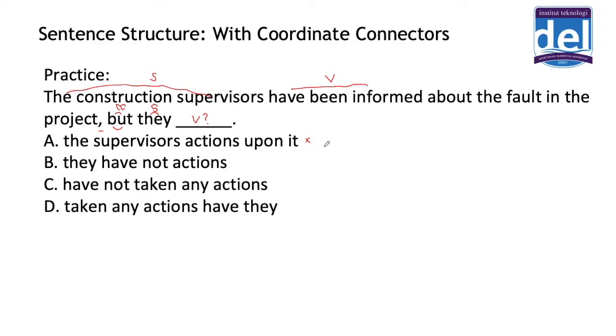I will quickly eliminate A and B because they have a subject. You see the supervisor and they, which we don't need anymore. So now we can choose either C or D. D is wrong because there is no tense like this. You see subject plus verb 3. You never find a sentence with subject plus verb 3. The grammar in D is wrong. So the answer is C. Let's review it a bit. Have not taken. The structure and the grammar are correct. This is written in present perfect tense. So that's about sentences with coordinate connectors.